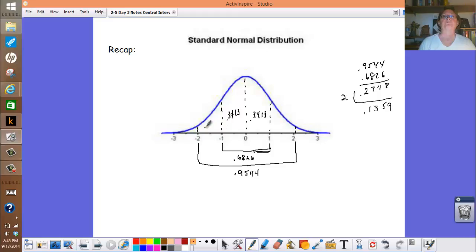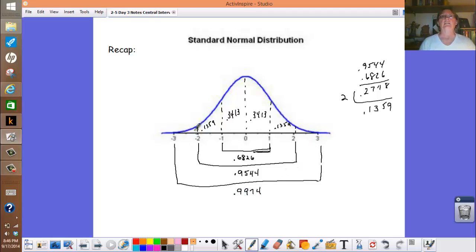0.1359 in here. So 0.1359. And we're getting ourselves a good little resource here about the standard normal distribution. We figured from -3 standard deviations to +3 that's 0.9974, or 99.74% of the probability is between here and here.